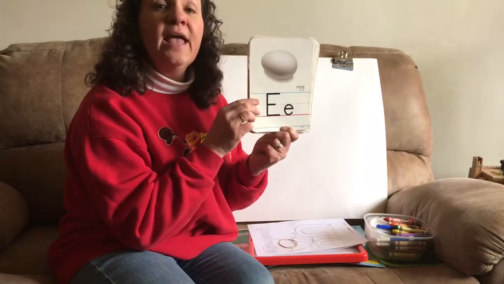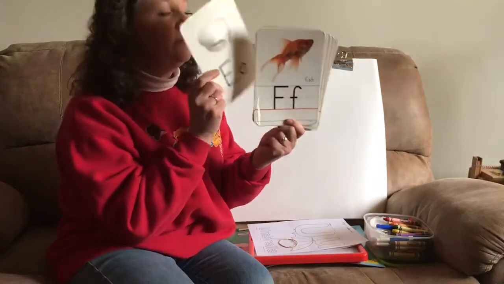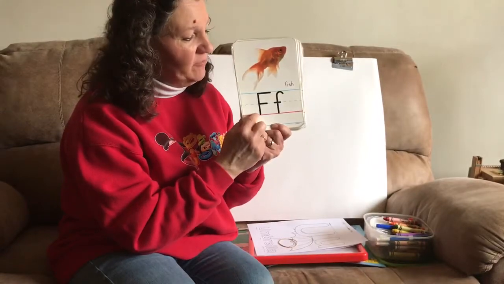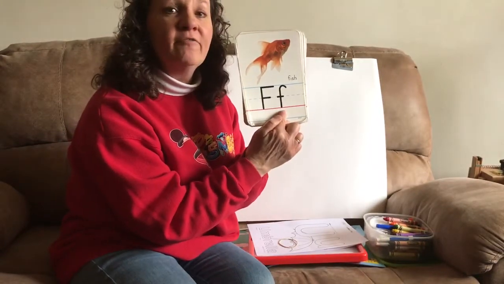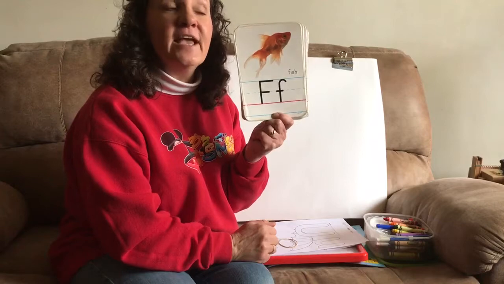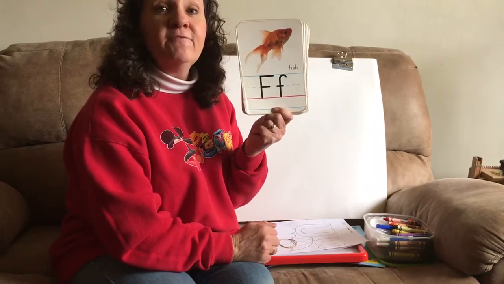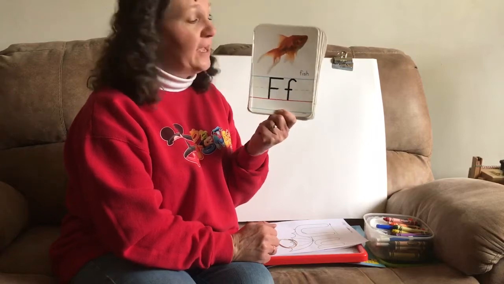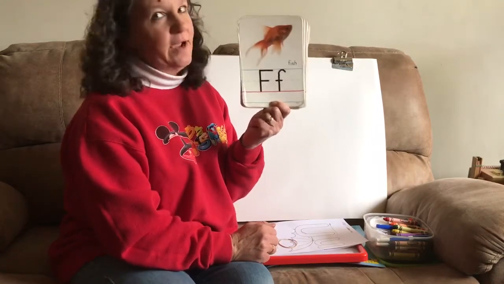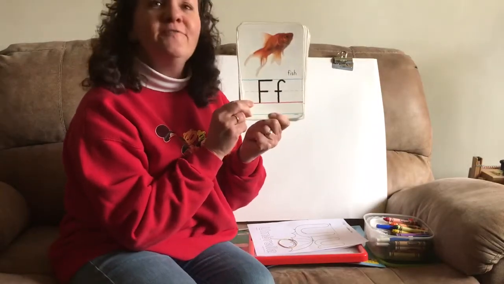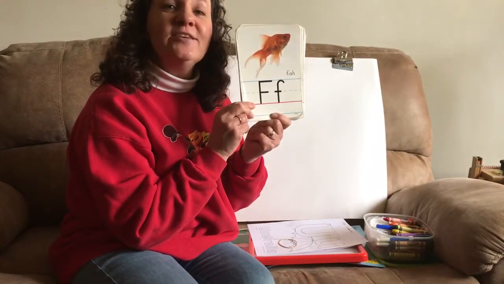And what letter is this one? The letter F. We have our capital F and our lowercase f. The F makes the f sound, like fish and fingers and feet and French fries. Do you like French fries? I like them. I like them hot and crispy. F is for fish.